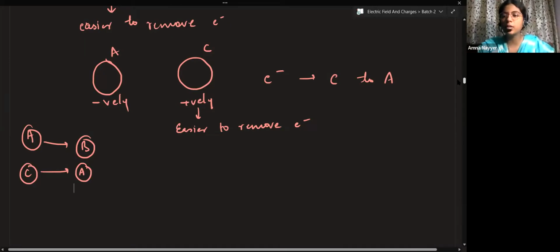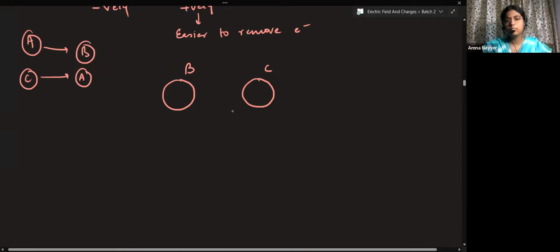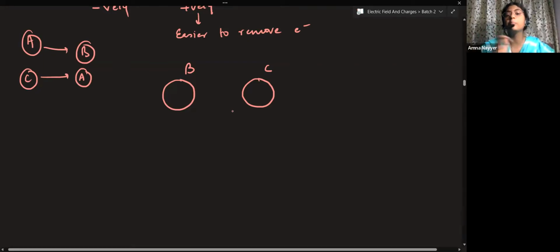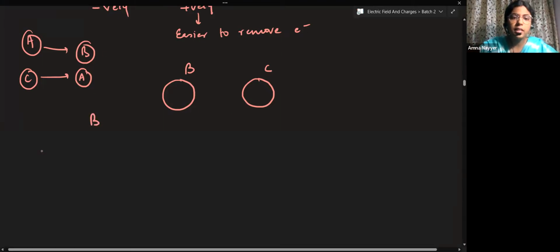Now see the last part of the question. It says that B and C are rubbed together. Now what will be the sign? You cannot directly predict the sign, and you cannot randomly write any sign; the other one will be the opposite of it. You have to think which one is weakly bound compared to the other. You have to compare between the two. Electrons in A are weakly bound compared to B, and electrons in C are more weakly bound than A. So B's electrons are strongly bound, then A's electrons, then C's electrons.